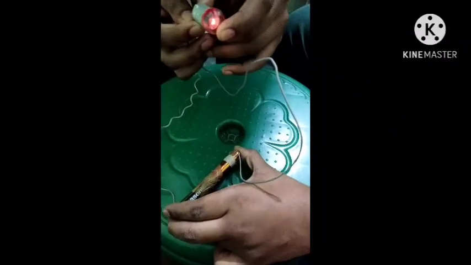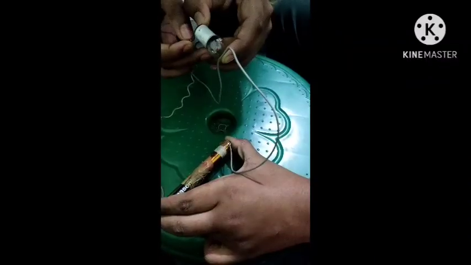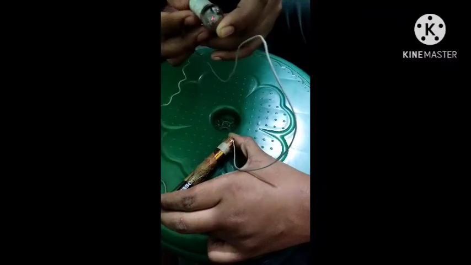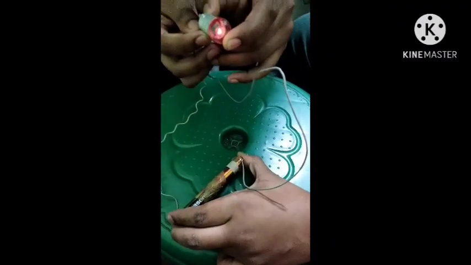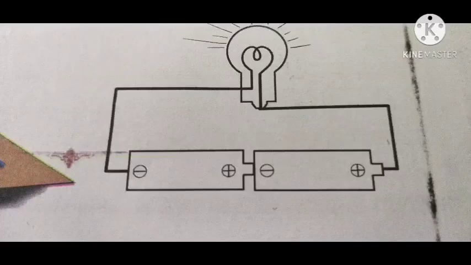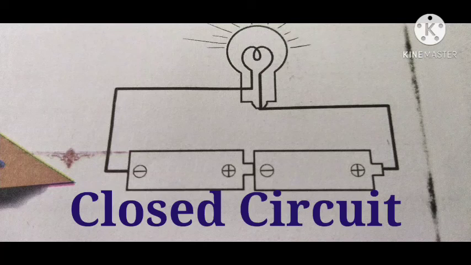Here is the diagram of the circuit. Here we provide a path for current to flow from one terminal to the other terminal of the torch cells through a copper wire and a bulb. The bulb glows when the circuit is complete. Now we can call the circuit a closed circuit.